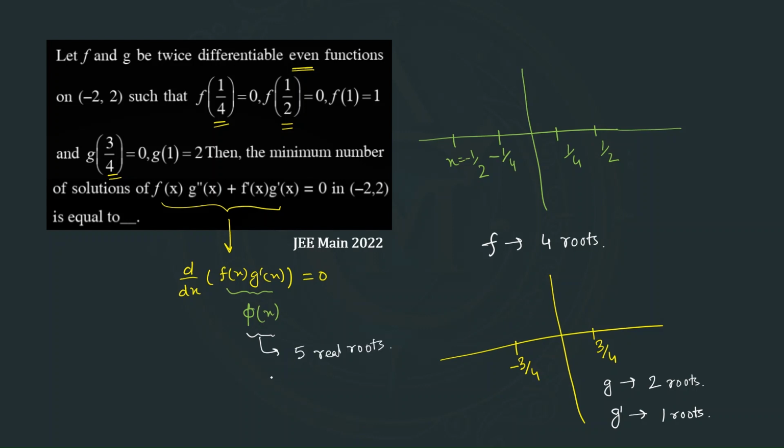And as phi x has 5 real roots, then by Rolle's theorem, we can again state that the derivative of this function has at least 4 real roots. So we can definitely say that this equation has at least 4 solutions in this interval, which is minus 2 to 2. So in this interval, the minimum number of solutions of this equation is equal to 4. So 4 is the correct answer for this question. I hope you understood this question.